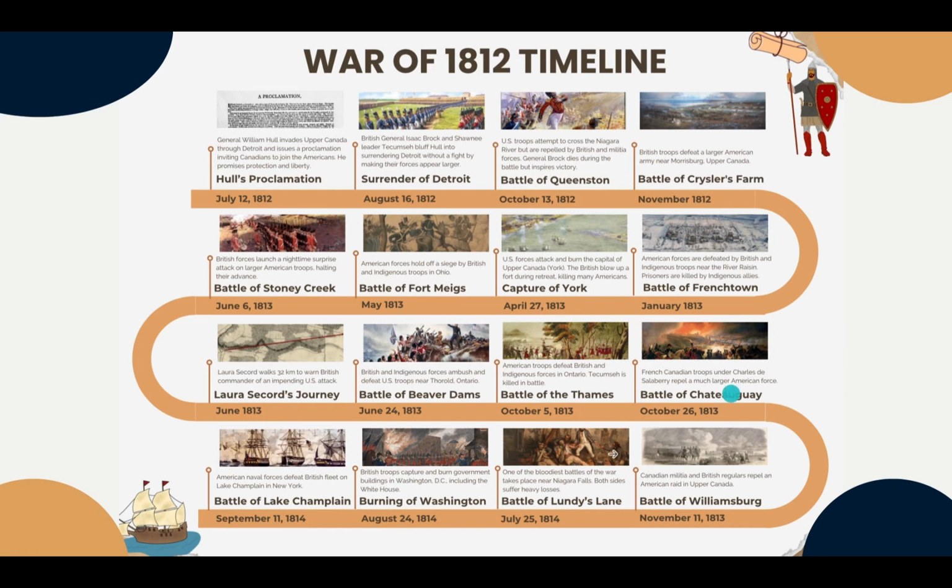On August 24th, British forces retaliated for York by burning down public buildings in Washington, D.C., including the White House. This had a significant psychological impact on the Americans. Finally, on September 11th, American naval forces won the Battle of Lake Champlain, halting a British invasion from the north and paving the way for peace talks.